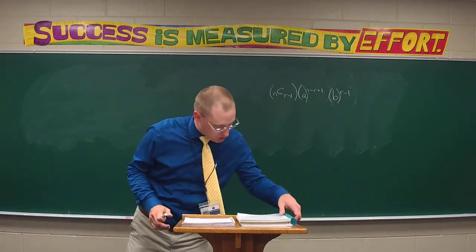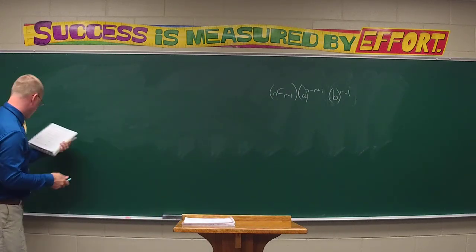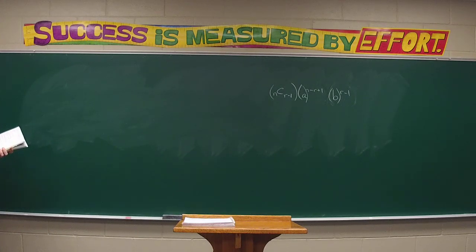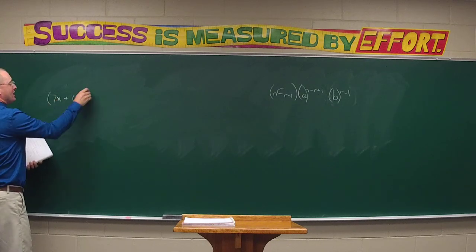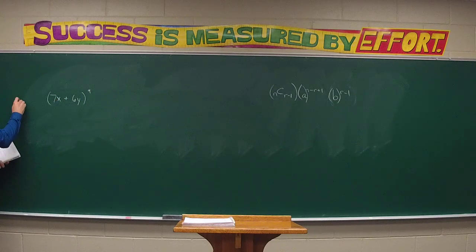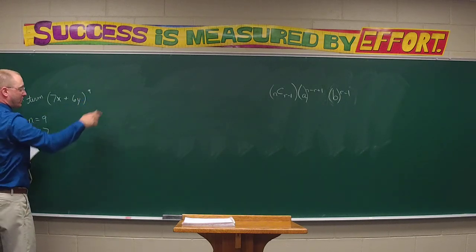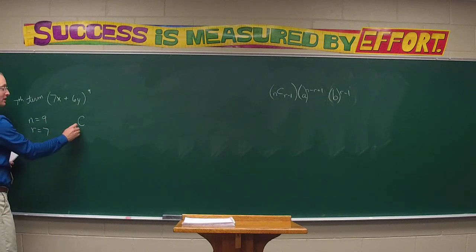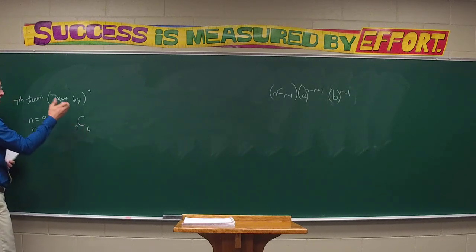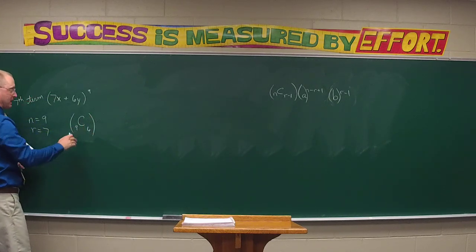All right, so on number 33, it says to find the 7th term of 7x plus 6y to the 9th. The first thing we want to do is to identify what is n, what is r. And on this problem, Abby, what is n, what is r? N is 9 and R is 7. All right, so we're going to start with a combination, class, of 9 take 6.